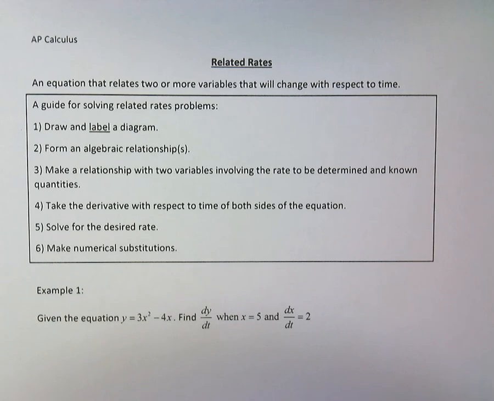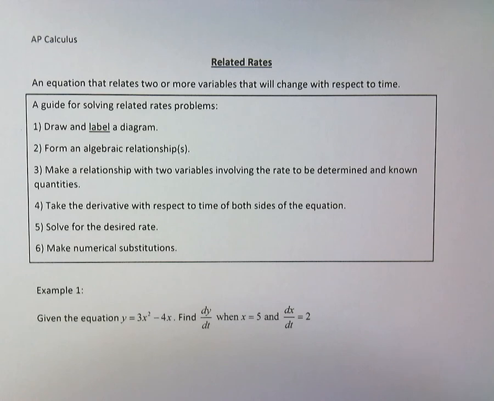in respect to time. So I always suggest draw and label a diagram if you can. You have to come up with an algebraic relationship. So if you're talking about area of a circle, its area equals pi r squared. So the variables are area and radius.